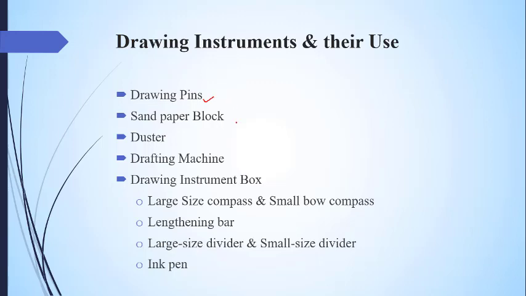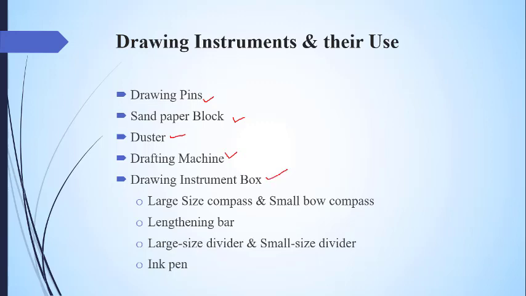Sandpaper block is used for pencil sharpening. Dusters are used for clearing purpose. Drafting machine is another type of instrument that is used. It's the combination of protractor, set squares, and T square and vertical and horizontal scales. Drafting machine, drawing instrument box.